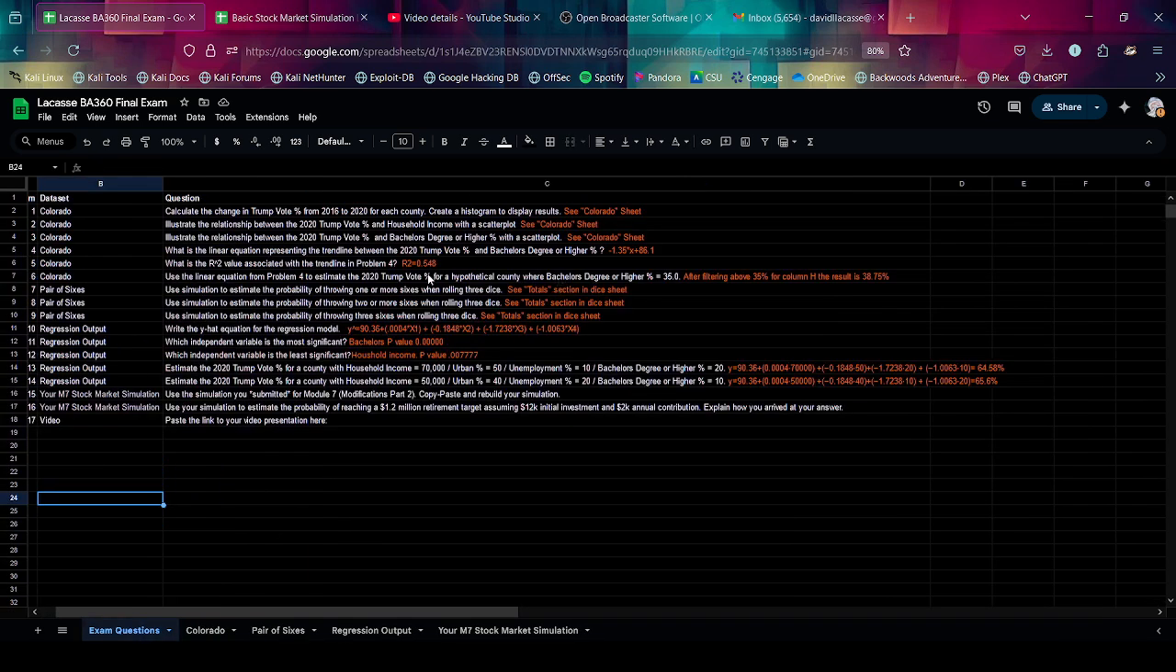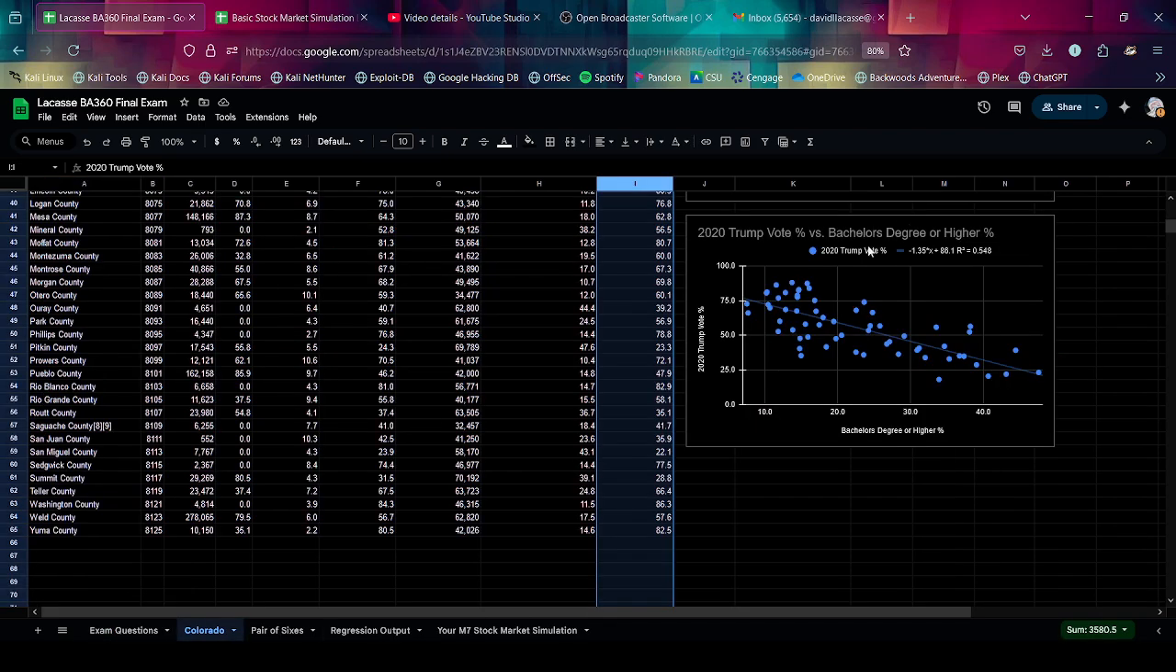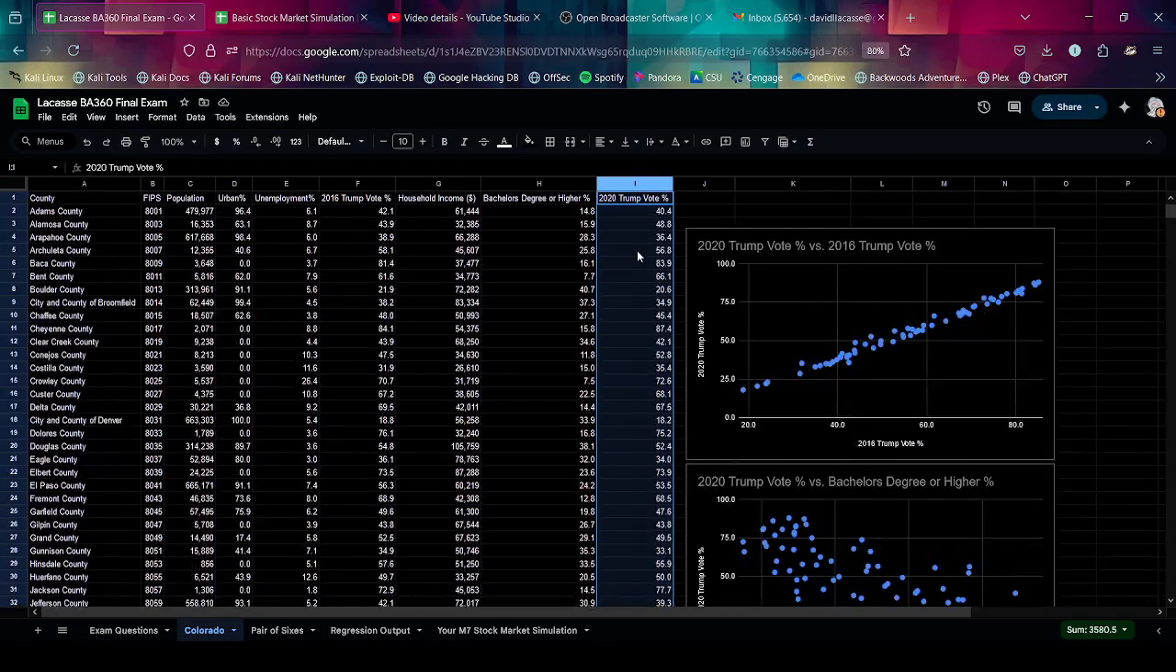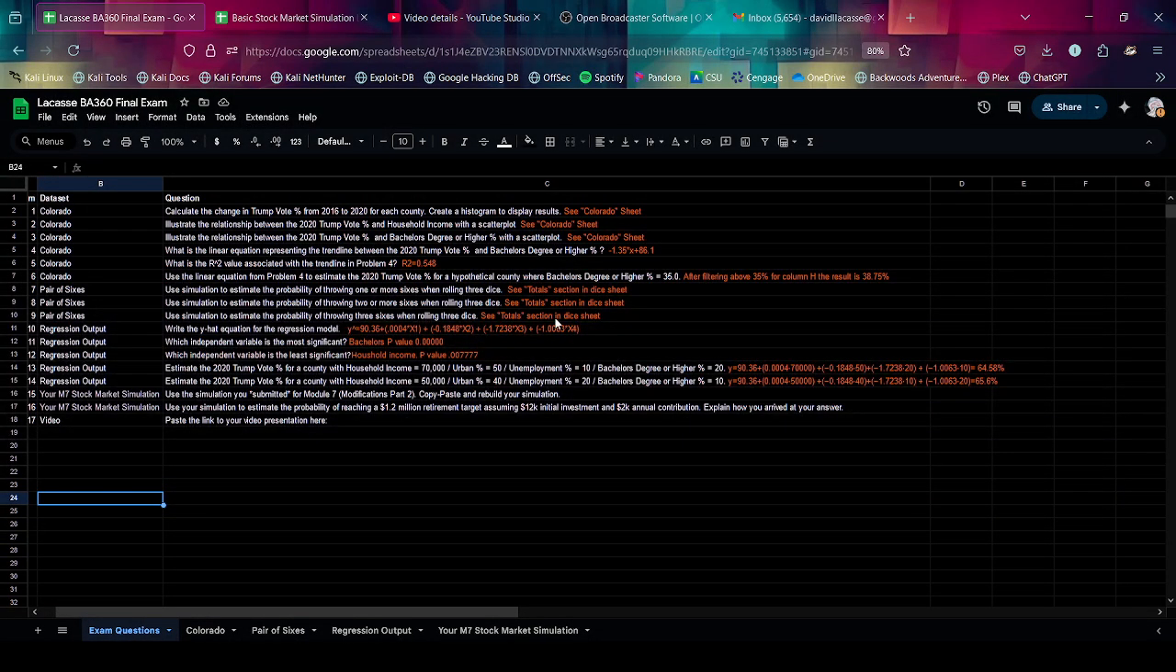There's that. And yeah, after filtering for 35%, I think, is that still in there? I think I just calculated that one. I don't think it needed, yeah, that one, because that was like just one.